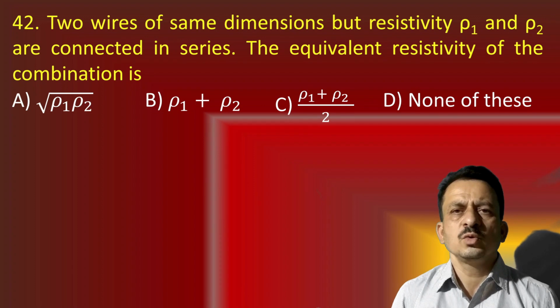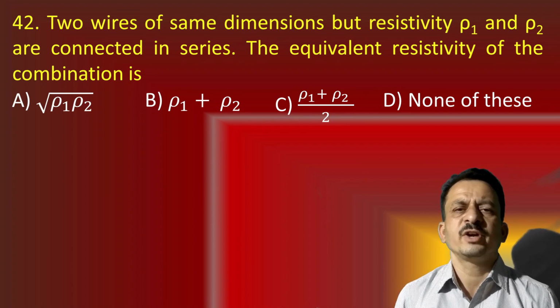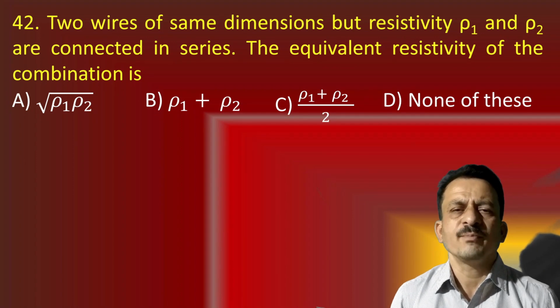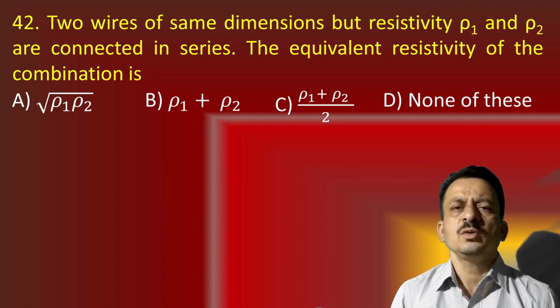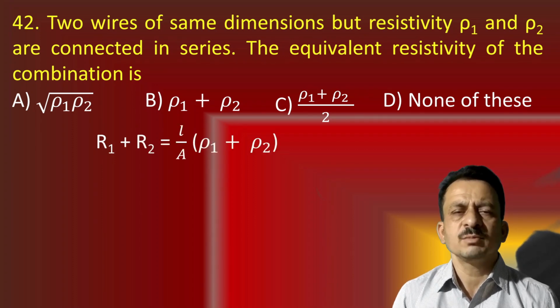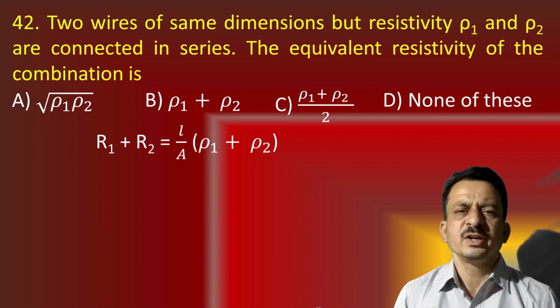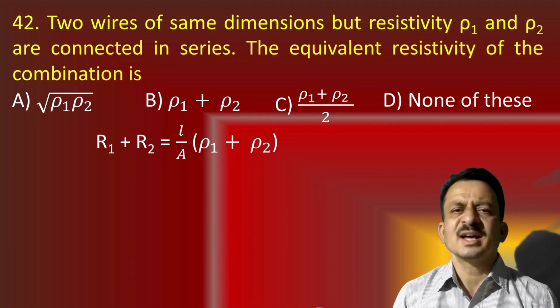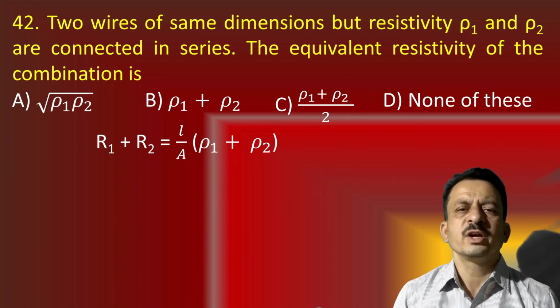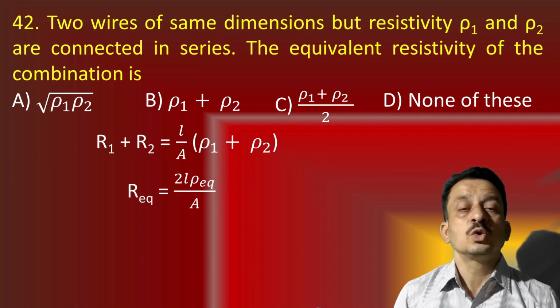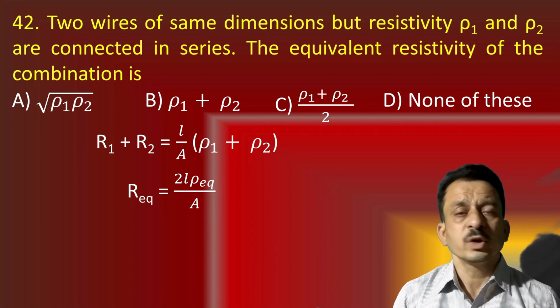Now here the two materials have the same dimension. If we take R1 as the resistance of the first wire, then R1 can be written as rho 1 L divided by A. L and A are the same, rho 1 is different. Similarly for the second wire, R2 is equal to rho 2 into L by A. Now if you add them, I will get R1 plus R2 is equal to L by A into rho 1 plus rho 2. Since they are connected in series, what does the total length become? Now it is 2L. Therefore the equivalent resistance R equivalent is equal to 2L by A into rho equivalent.